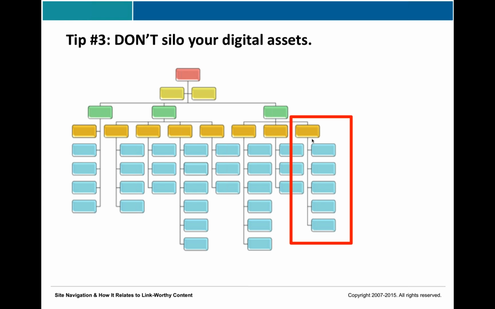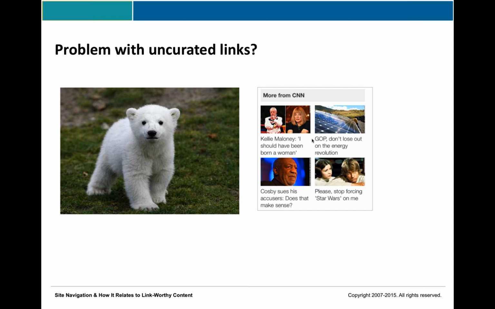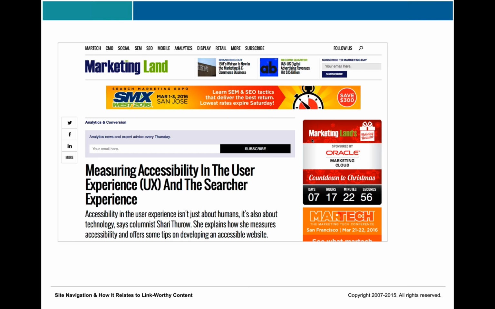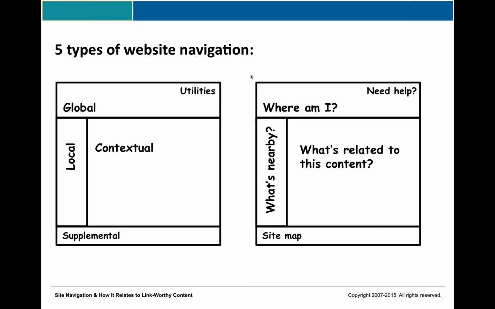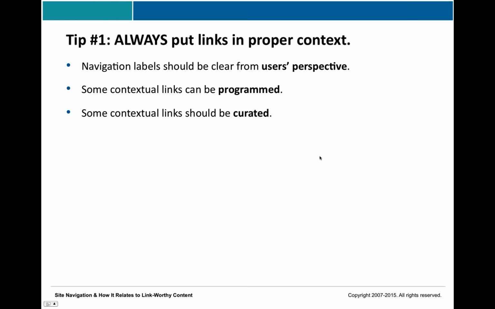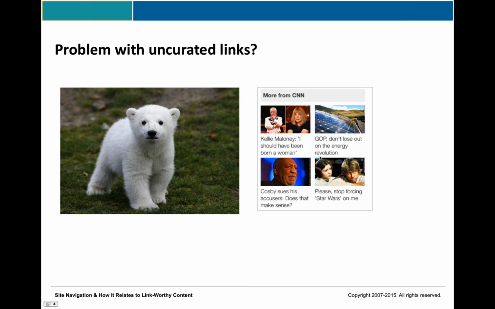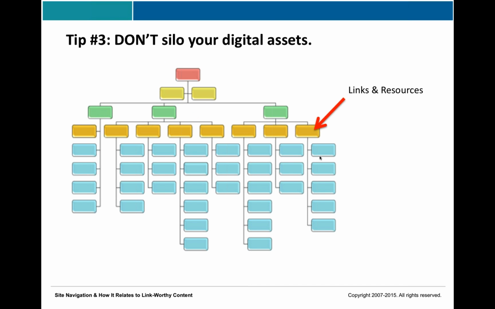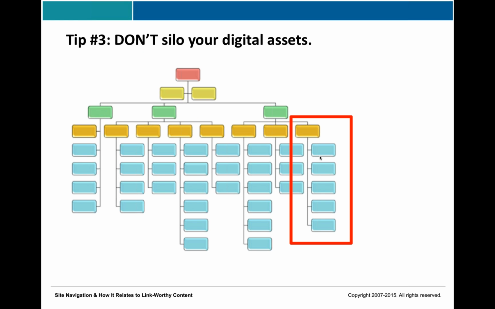So I'm saying if you want to have link assets on a link resources section, you can, but you have to continue to have, I'm going to go back to it, contextual navigation. If you have contextual navigation, you will get rid of the silo problem. I'm going back to it. So don't just silo. Make sure you have links to your supplemental navigation as well to prevent the siloing effect.